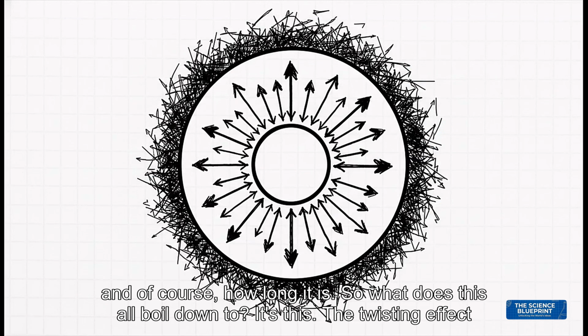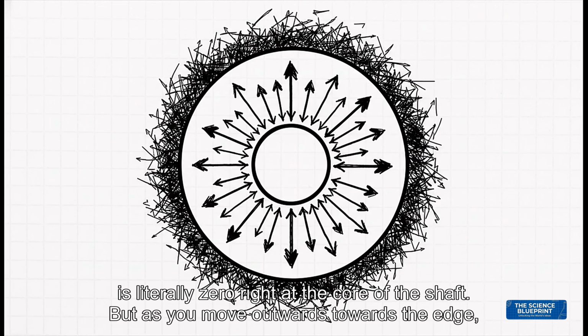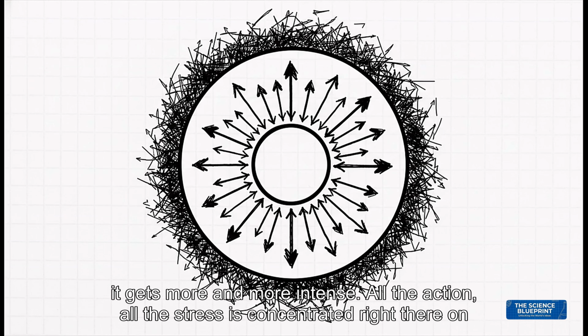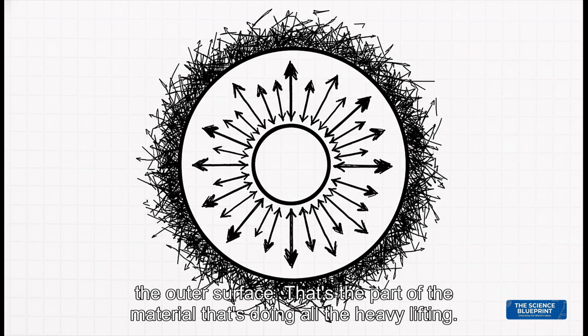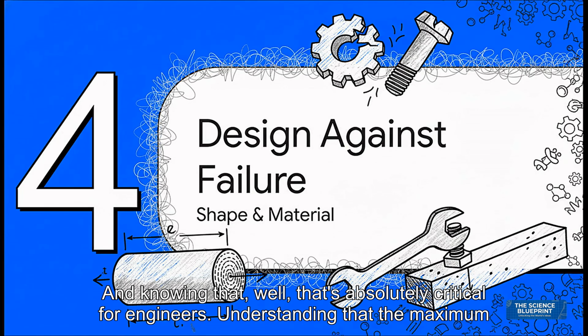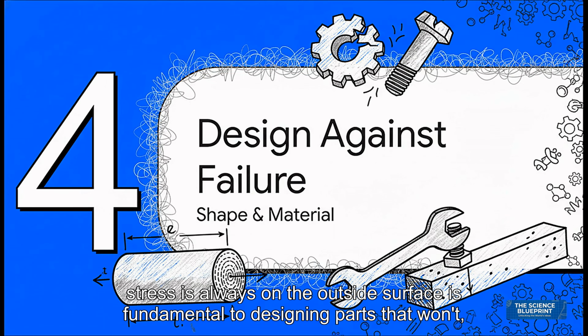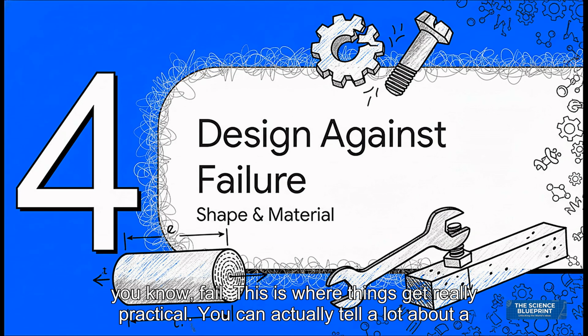So, what does this all boil down to? It's this. The twisting effect is literally zero right at the core of the shaft. But as you move outwards towards the edge, it gets more and more intense. All the action, all the stress is concentrated right there on the outer surface. That's the part of the material that's doing all the heavy lifting. And knowing that, well, that's absolutely critical for engineers. Understanding that the maximum stress is always on the outside surface is fundamental to designing parts that won't fail.